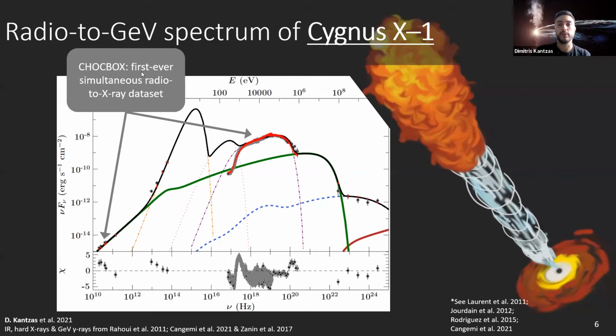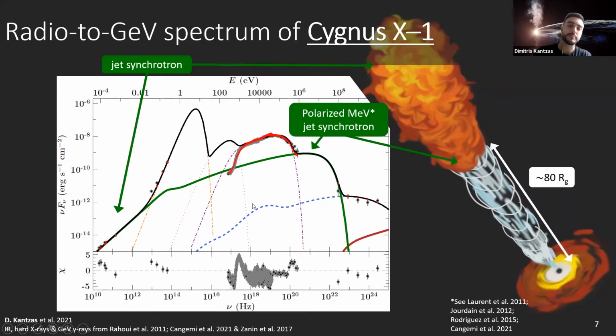So taking all this into account, and also using the very first ever simultaneous radio to X-ray dataset obtained by the ChaSeM campaign, which is an observation of Cygnus X-1 for a whole orbit, I'm searching for the best fit of this model. So here in particular, I'm showing the energy flux as a function of the photon frequency and what are the different physical processes.